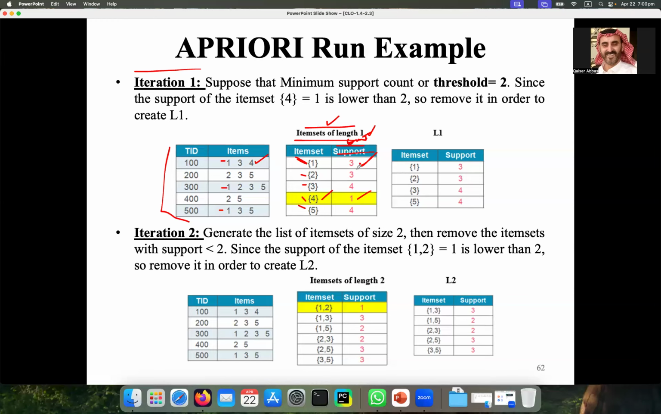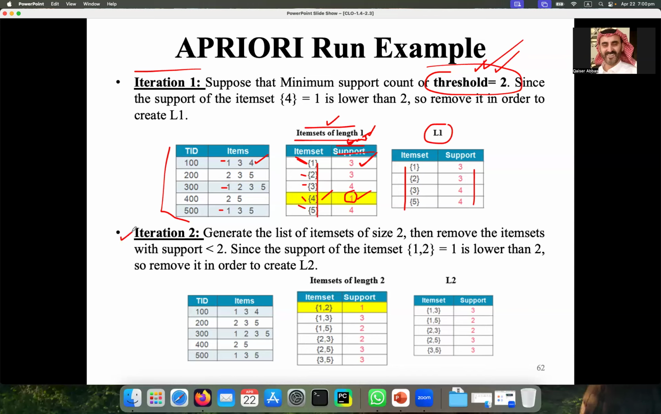Now, in iteration one, suppose the threshold is two. What does it mean? All the items with count equal to 2 or higher, we will keep. But if the value is less, we will remove it. So this fourth item has a value less than this threshold, so we are removing it. And finally, we have this L1, with items 1, 2, 3, and 5 left with their values.